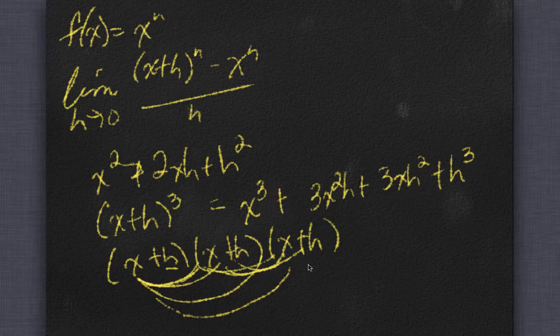Similarly, there are three different ways I can choose one x and two h's. And there's only one way to pick all three h's. I have to pick all three of the h's.